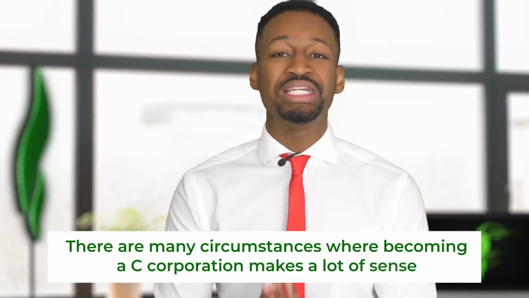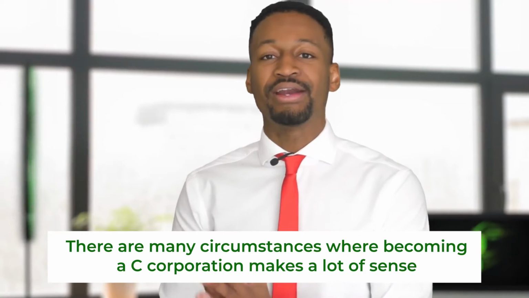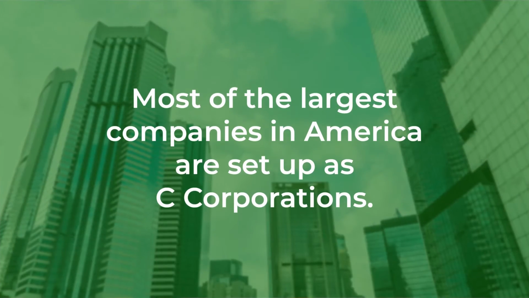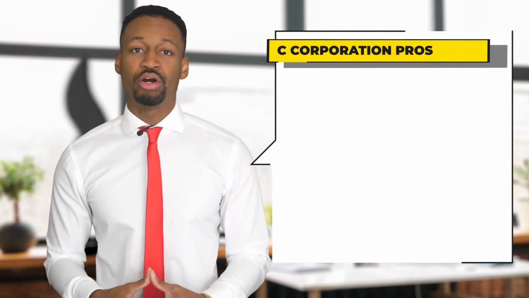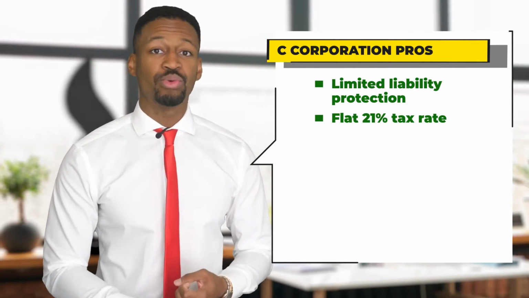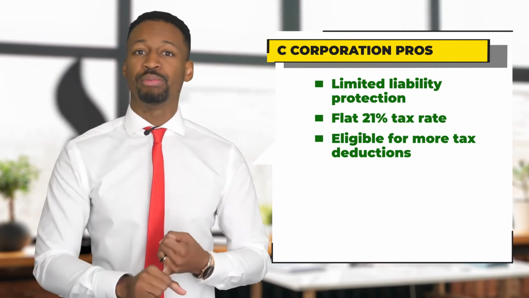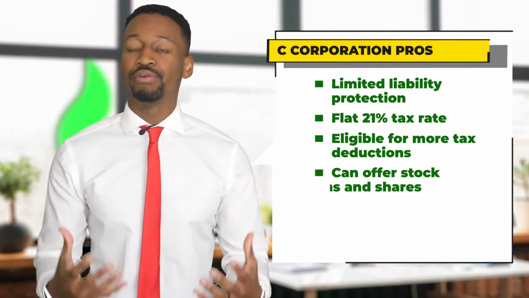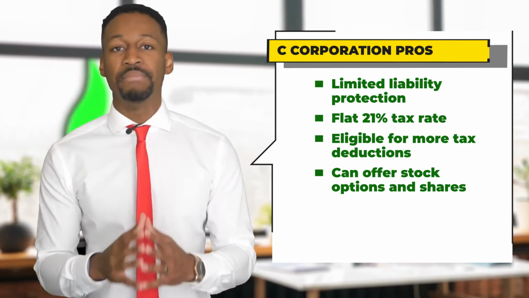And there are so many circumstances where becoming a C corporation makes a lot of sense. In fact, most of the largest companies in America are set up as a C corporation. So the major pros of a C corporation are you have limited liability protection, you pay a flat 21% tax rate, you're eligible for more tax deductions such as writing off charitable donations, and you can offer stock options and shares, which makes your ability to raise money much easier.